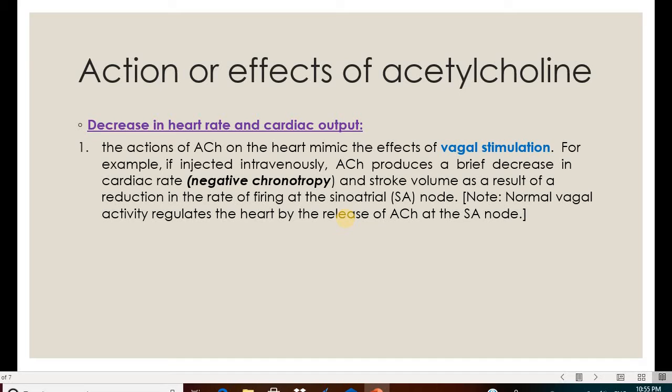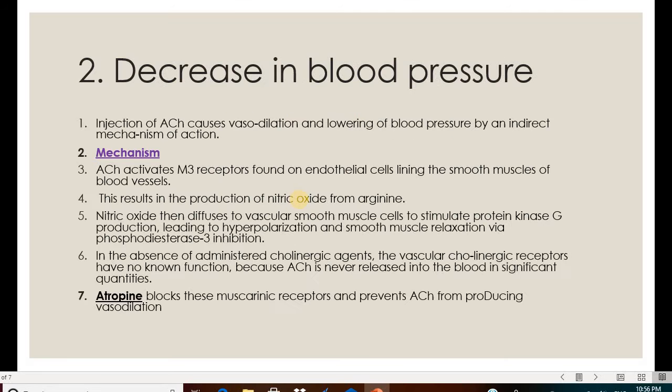Normally, whenever vagal stimulation activates, the heart rate decreases by the release of acetylcholine at the SA node. And when we inject acetylcholine, it produces a decrease in cardiac rate. So here is the definition of negative chronotropy: a decrease in the cardiac rate and stroke volume as a result of reduction in the rate of firing at the SA node. So acetylcholine decreases heart rate and cardiac output.